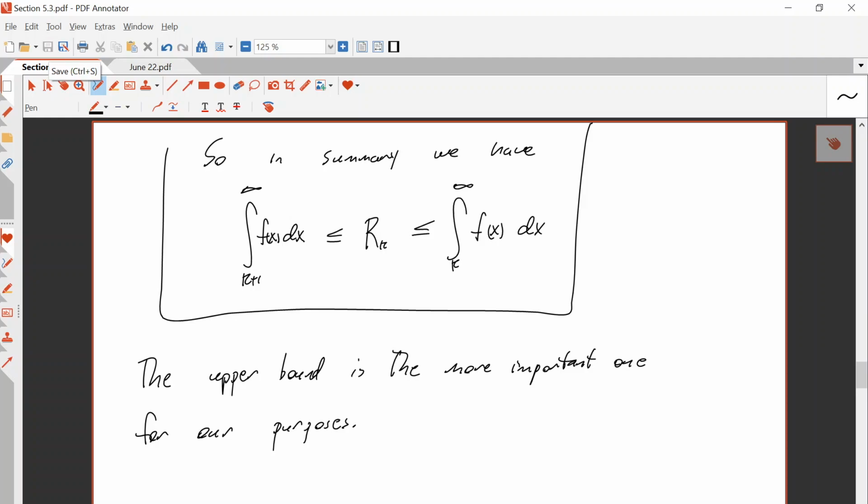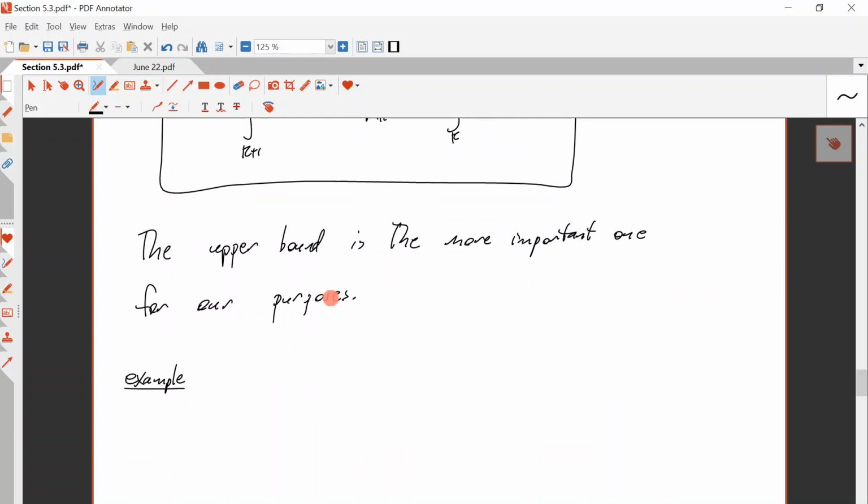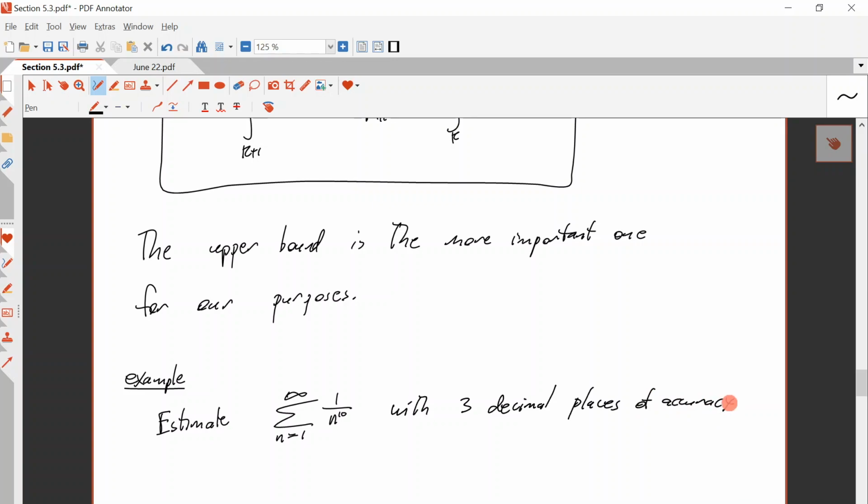So let's give an example of the usage, okay? So I want to estimate the sum n equals 1 to infinity 1 over n to the 10th, say, with 3 decimal places of accuracy. Okay, so I want to estimate that with 3 decimal places of accuracy.